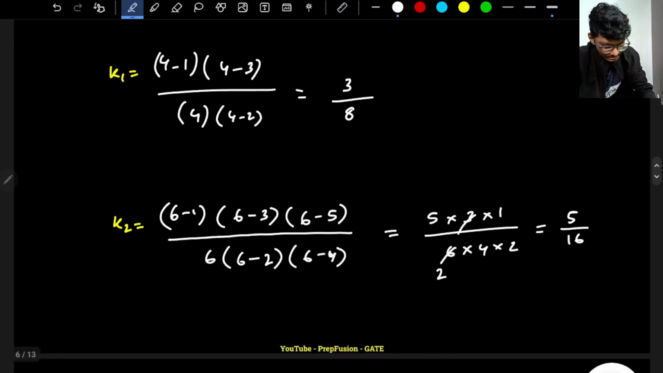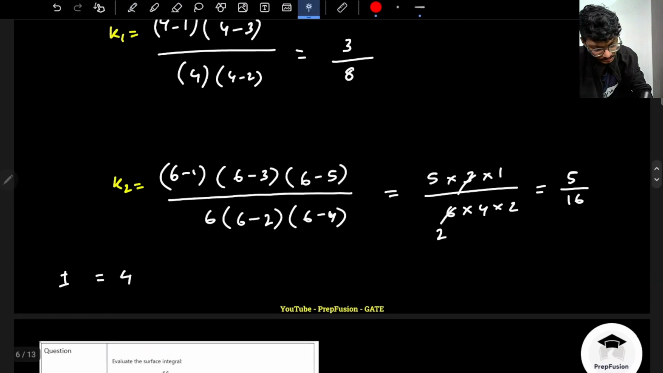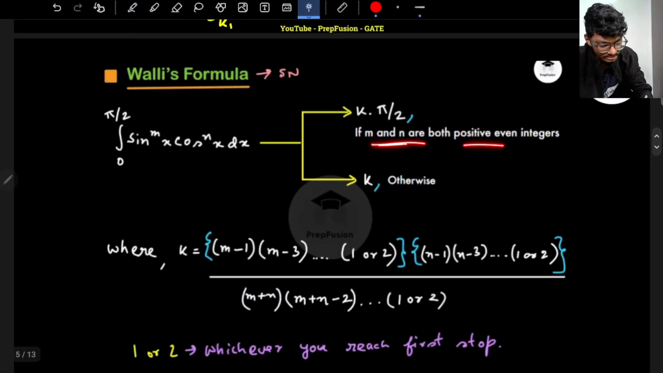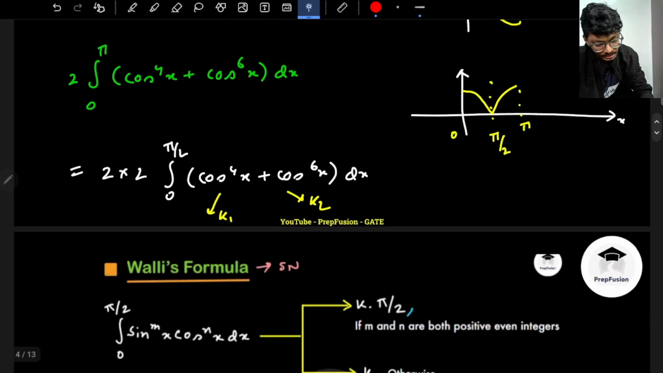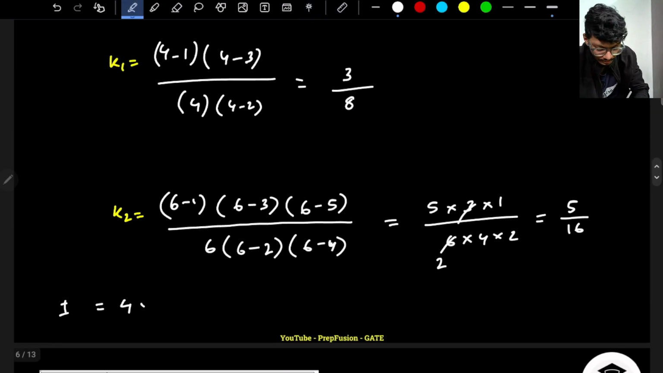Now if I add these two, what will I get? Ultimately what will be my answer, the integration value? It will be 4, because I have 2 times 2 times 2 on the outside as well, and don't forget this. If my powers are both even integers, then it is k times pi by 2, so a pi by 2 also will come with this constant k. So 4 into pi by 2 into k1 plus k2, that is 3 by 8 plus 5 by 16.